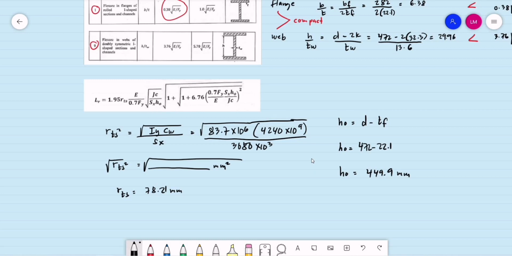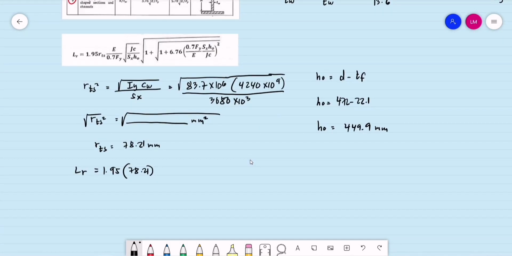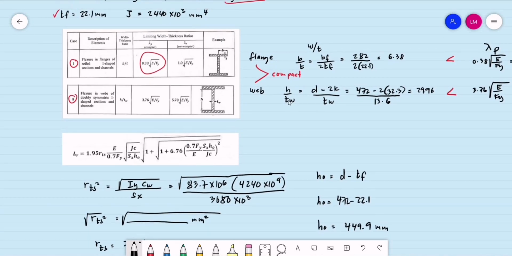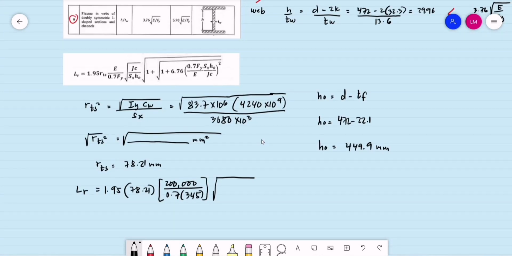So let us now compute for the value of the L sub R. L sub R is equal to 1.95 times R sub TS, which is 78.21, multiplied by the modulus of elasticity, 200,000 megapascals, divided by 0.7 Fy, where Fy is 345 megapascals, then multiplied by the square root of J. What is our J? It's 2,440 times 10 raised to 3.